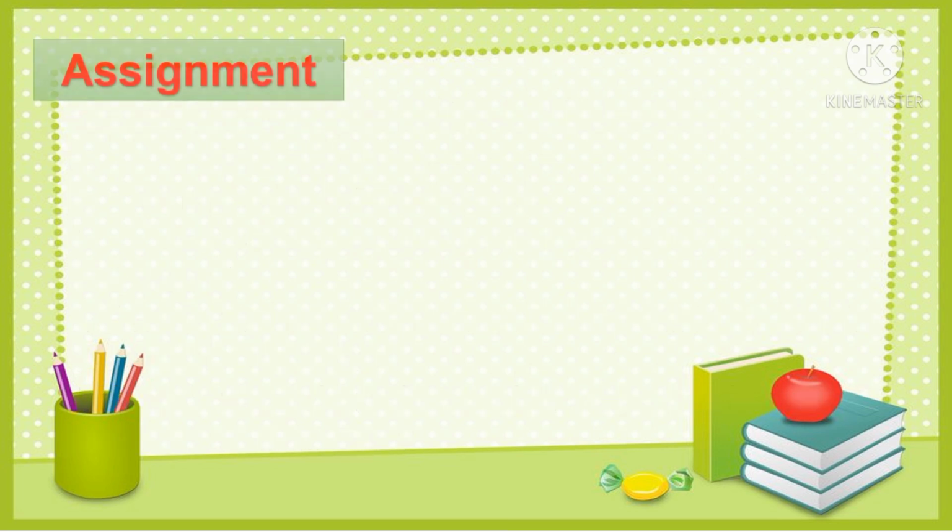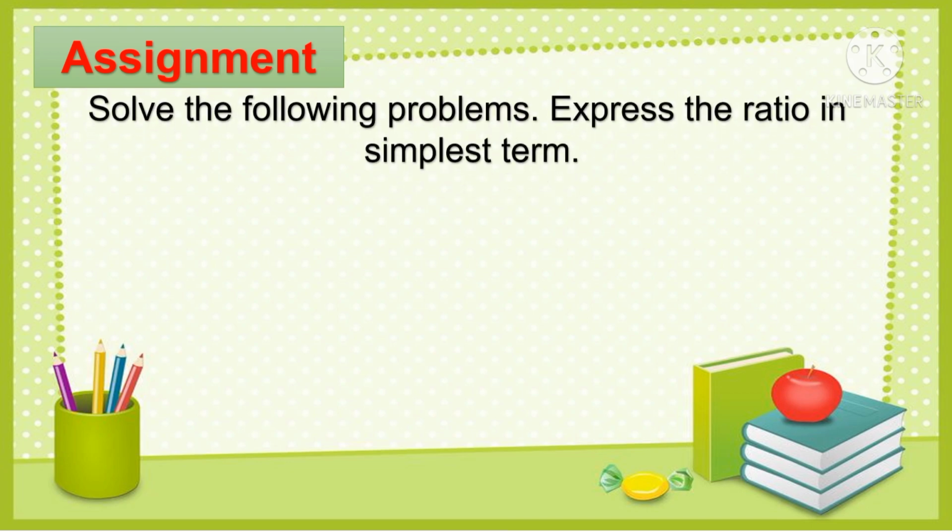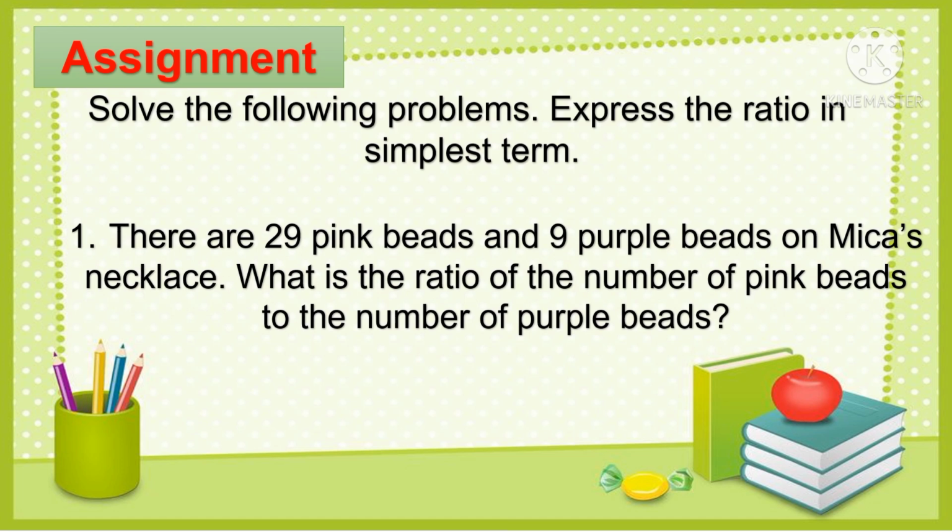And for your assignment, get your notebook and copy this. Solve the following problems. Express the ratio in simplest term. Number 1, there are 29 pink beads and 9 purple beads on Mika's necklace. What is the ratio of the number of pink beads to the number of purple beads?